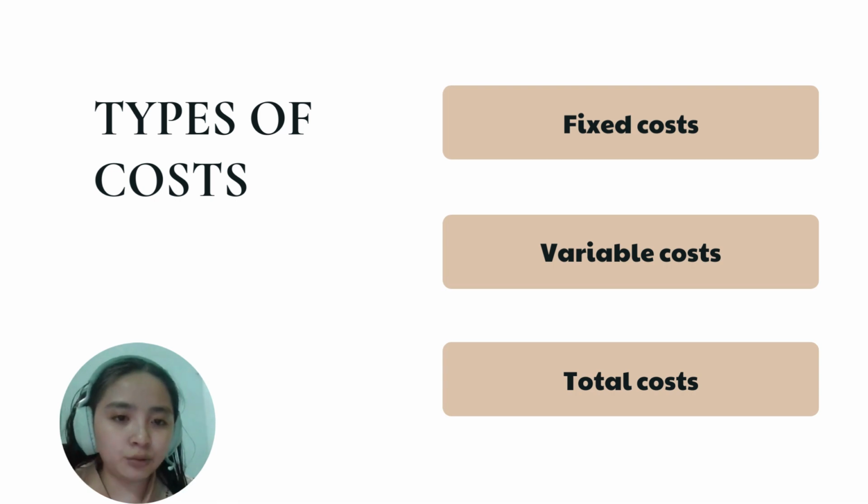And here are three types of cost. First is fixed cost, which we can also call overhead. It is the cost that does not vary with production or sales level. Second is variable cost. It is cost that varies directly with the level of production. Finally, total cost is the sum of the fixed and variable costs for any given level of production.